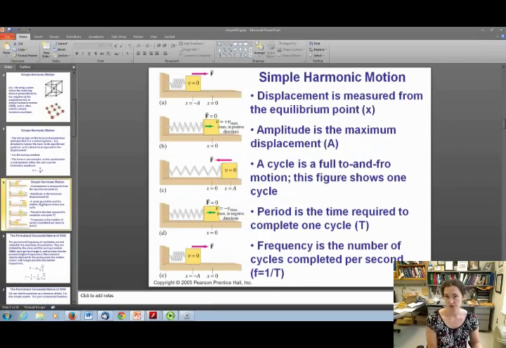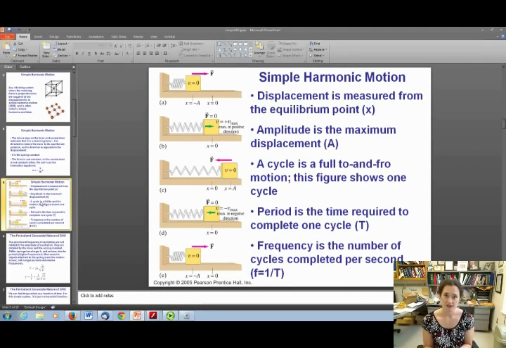Now, let's define our terms before we jump into the equations. The displacement is measured from the equilibrium point. We're going to call that x. It's going to have a maximum displacement, so there'll be turnaround points where it goes back and goes the other way. The distance from the equilibrium point to the turnaround point will be the amplitude, A.